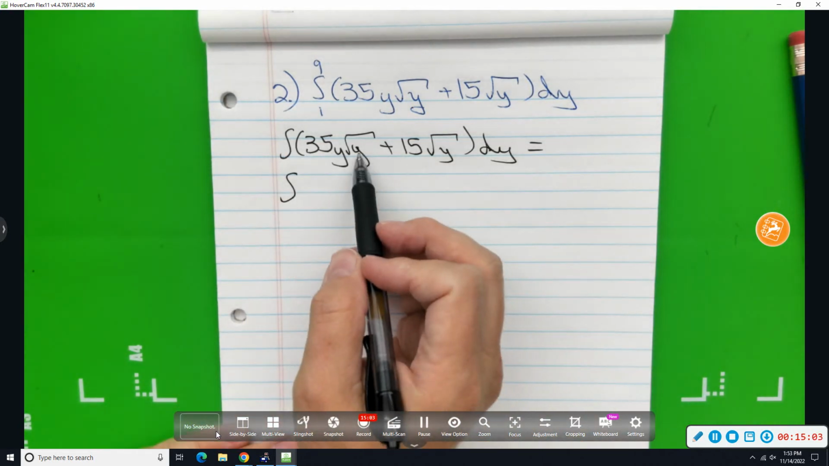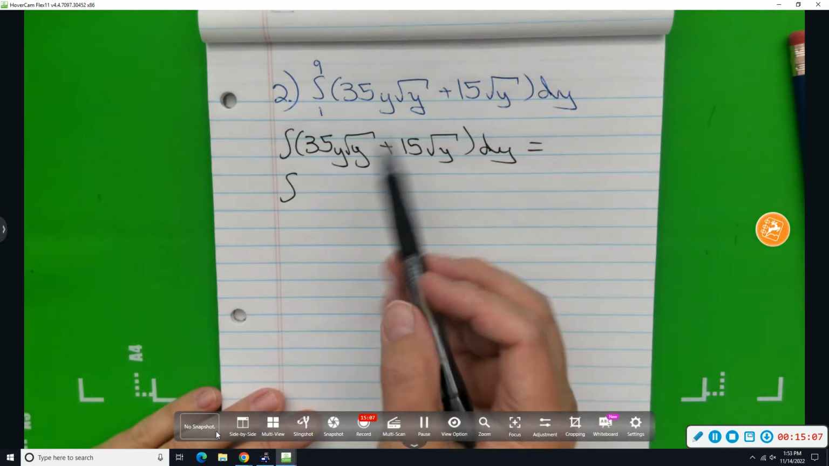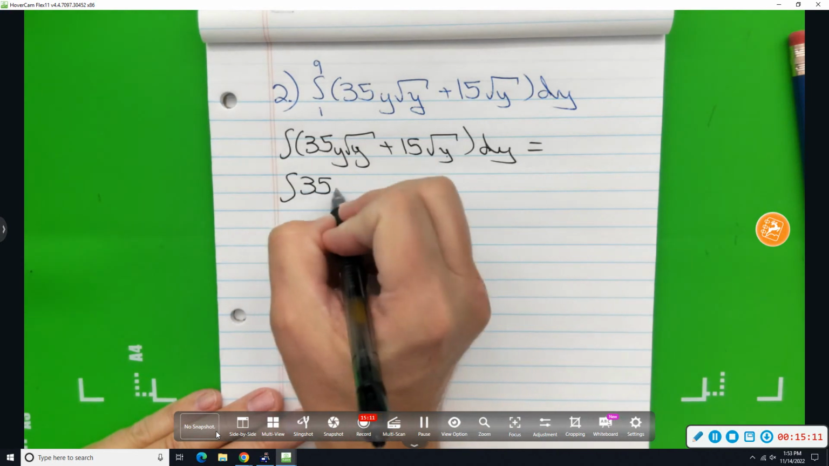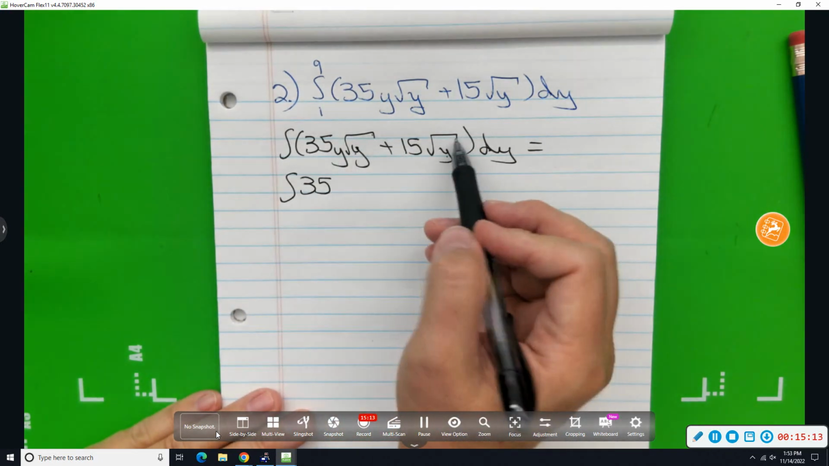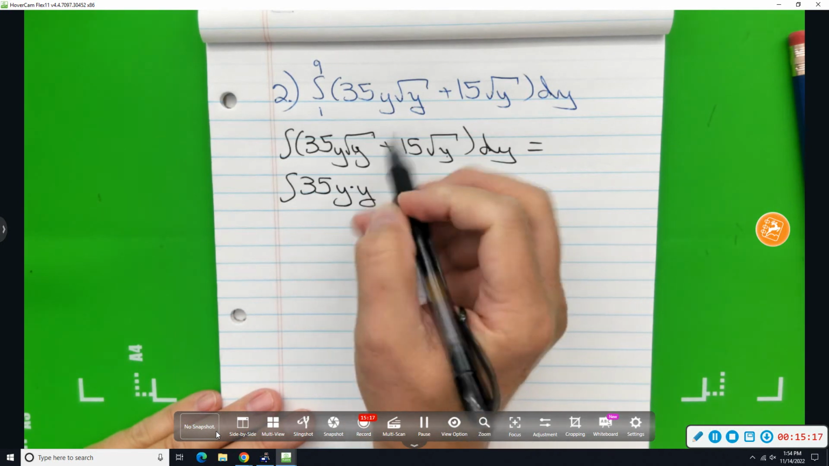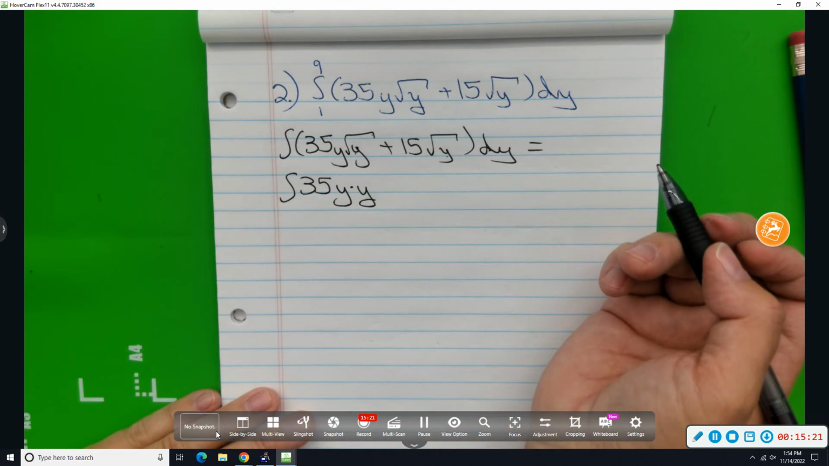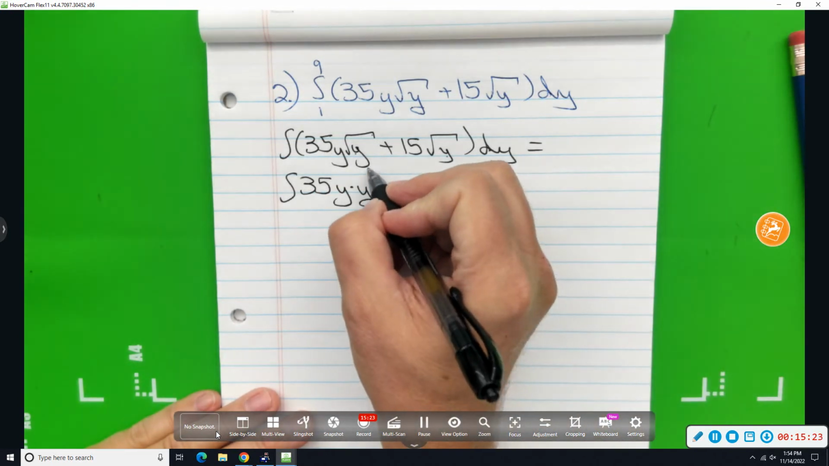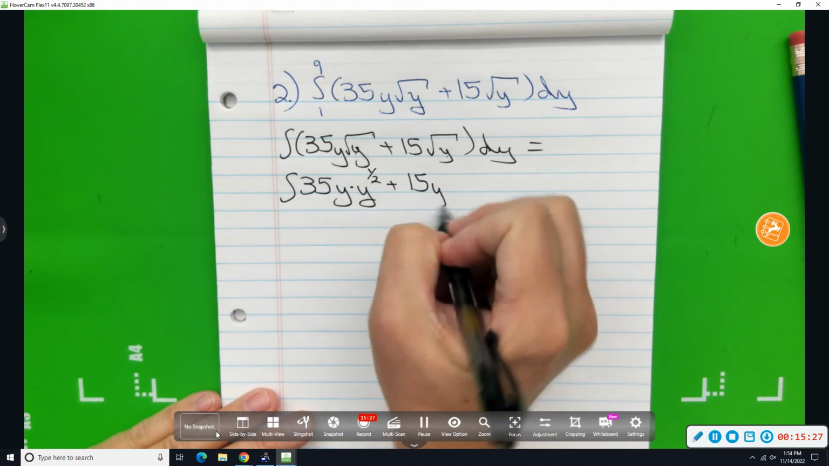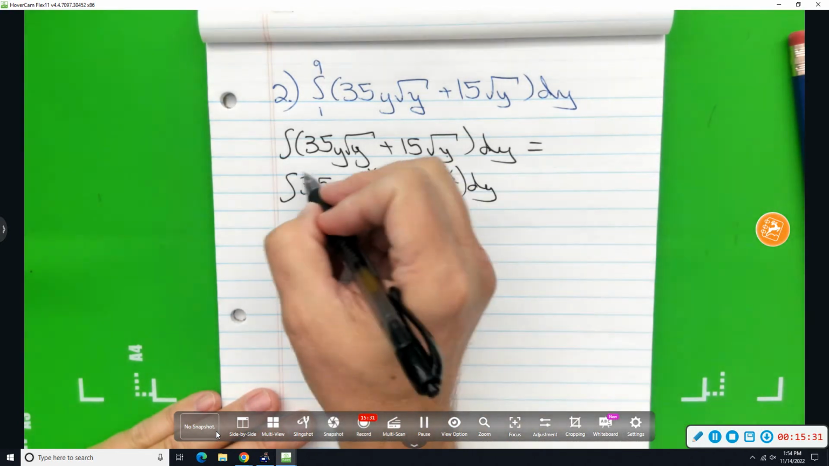And we know ever since, well, I guess we started it with differentiation. When you run into a y, you rewrite that using what? When you run into a square root, you rewrite that using what exponent? The square root of y is the same thing as? Correct, y to the 1/2. So we have another 15 y to the 1/2 dy.